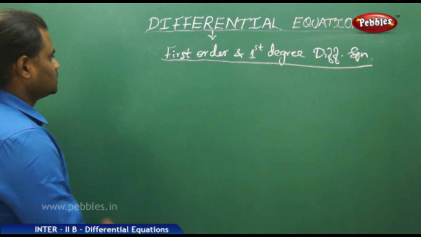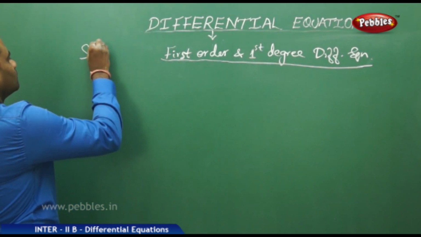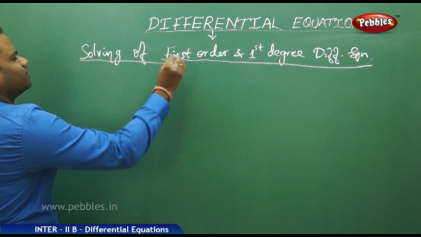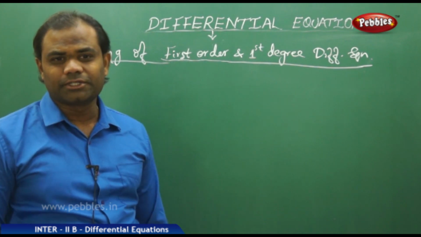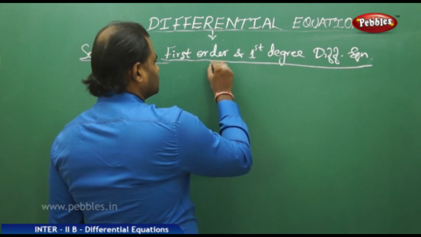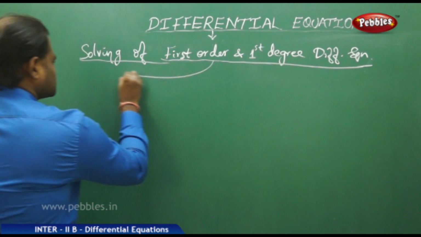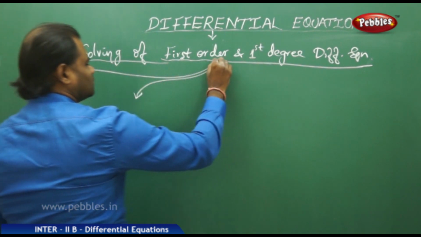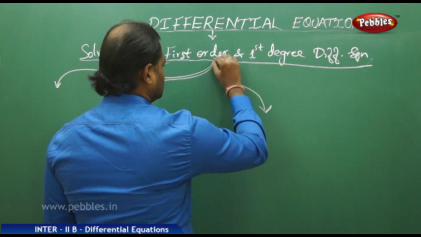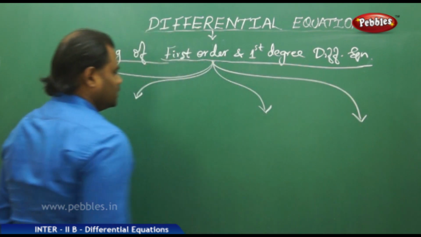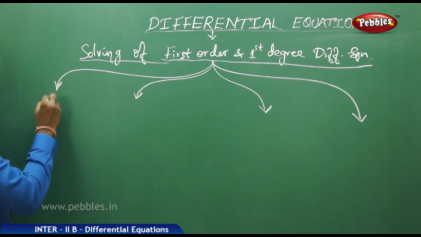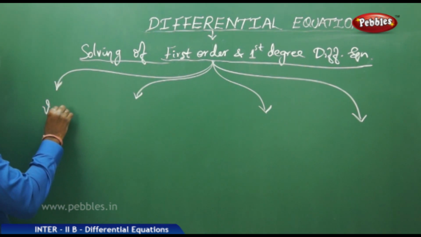So now we'll see solving of first order and first degree differential equation using the 4 different methods which we have. So let's see all the 4 methods which we have. The first method is the variable separation method.